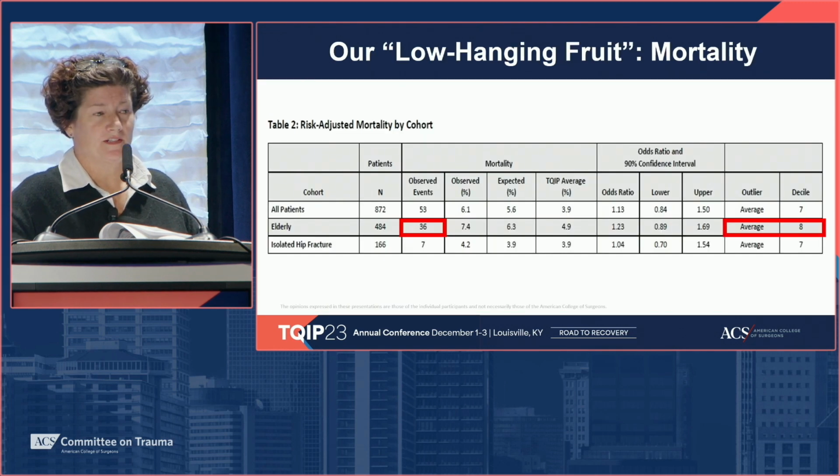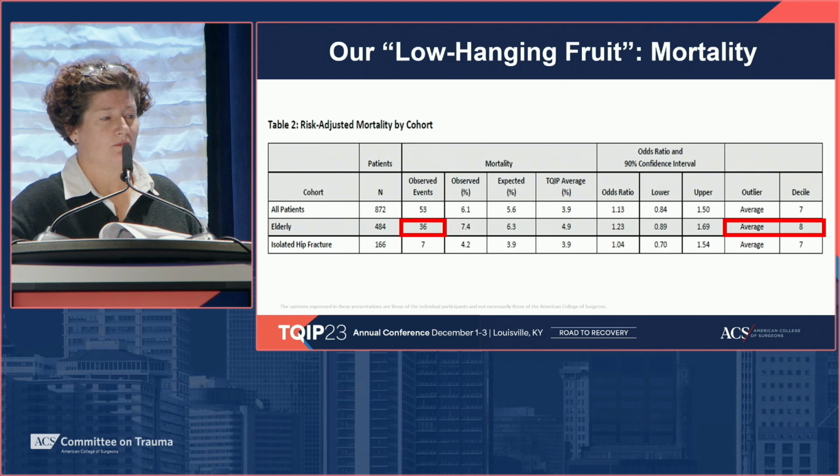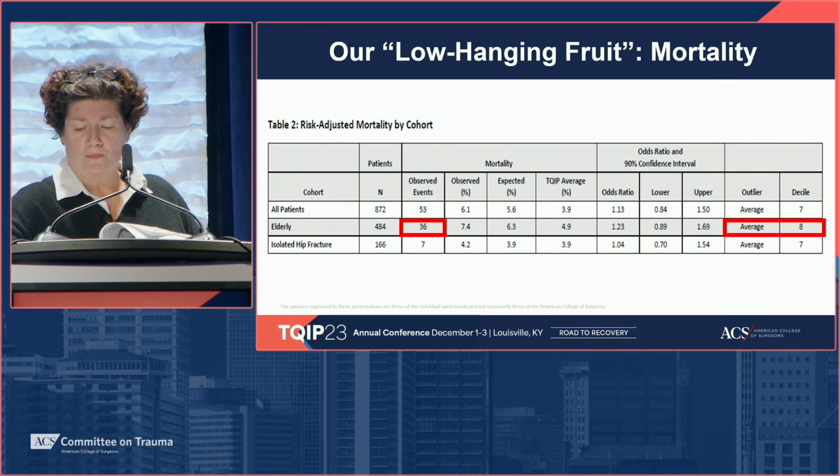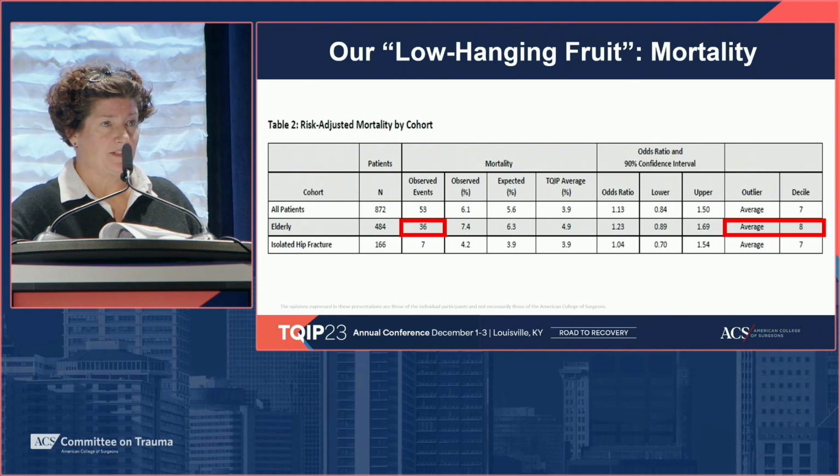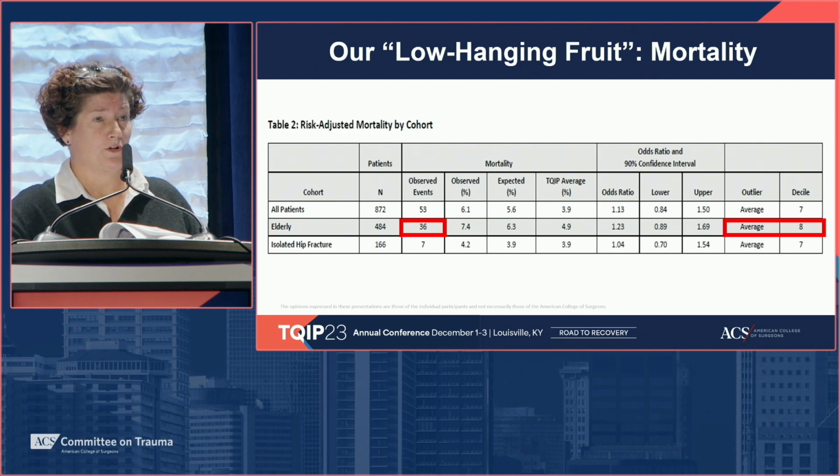So we're back to this slide again. Gina, what's the big deal? I see no red, I see no high outlier, I see no 10th decile. Don't let your guard down. If you see your programs in the 8th, 9th, or 10th decile, but you're still an average outlier rather than a high outlier, it's simply indicating there's significant variability in the data. You are still performing worse than 80, 90, or 100% of the centers that are in your TQIP cohort.